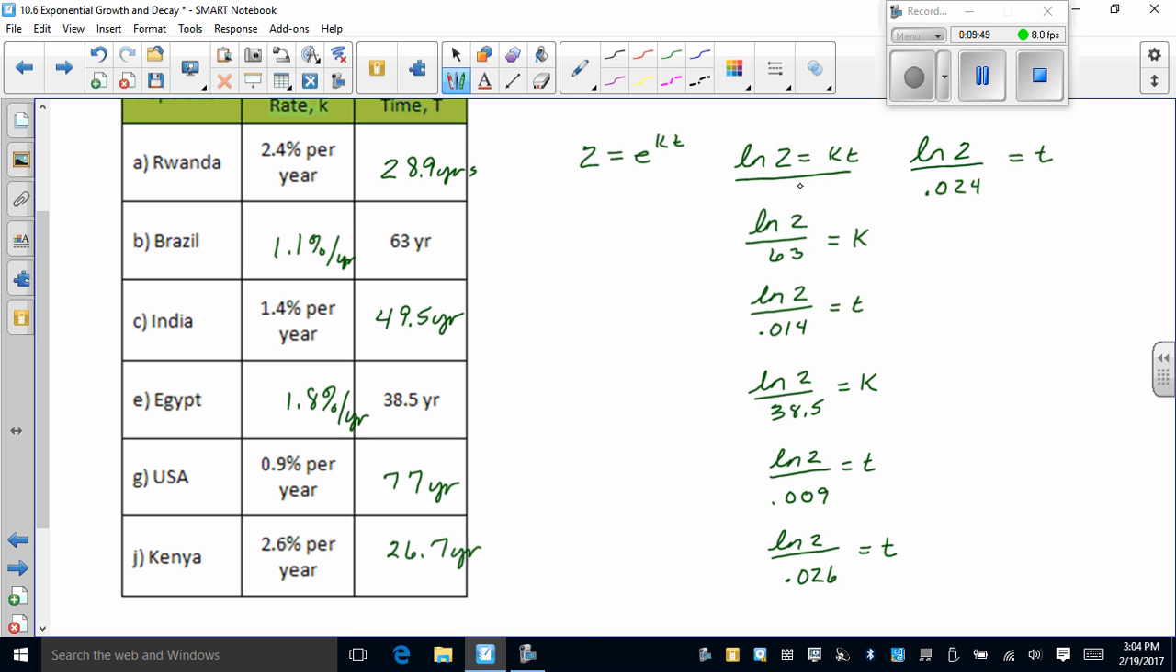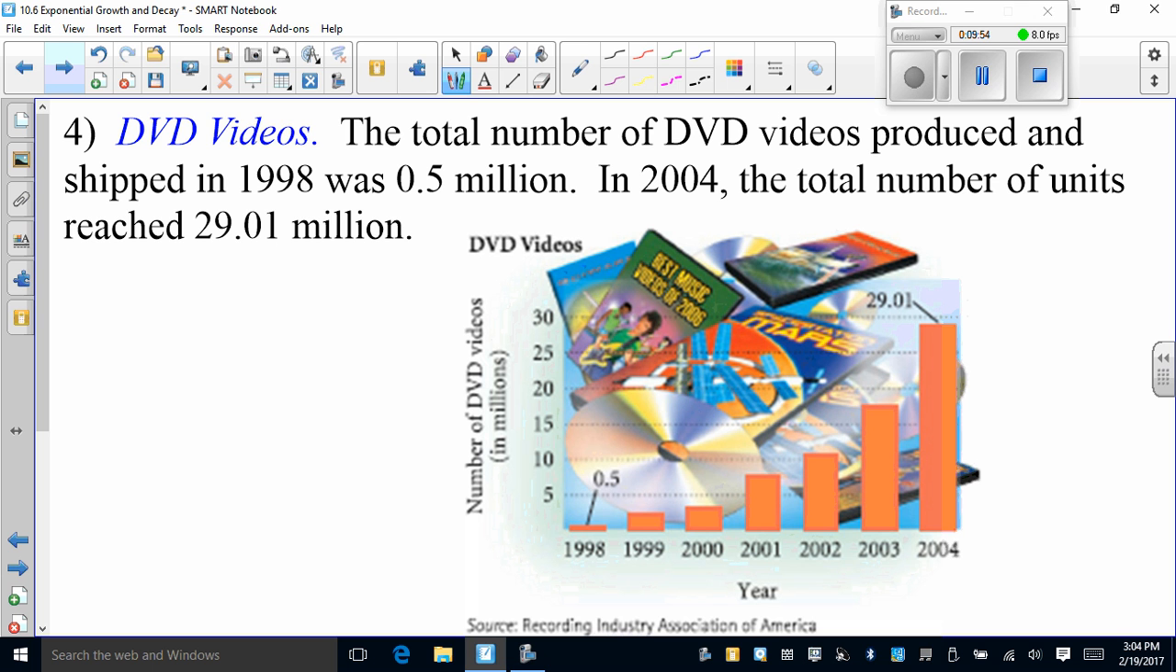Okay, now this one is really outdated considering it's so far ago. DVD videos, the total number of DVD videos produced and shipped in '98 was 0.5 million. In 2004, the total number of units reached 29.01 million. And they're asking you things that's going on a little bit afterwards. Now, this is where I would normally bring up in class the fact that this value would actually be going down now because of digital copies and Blu-rays.